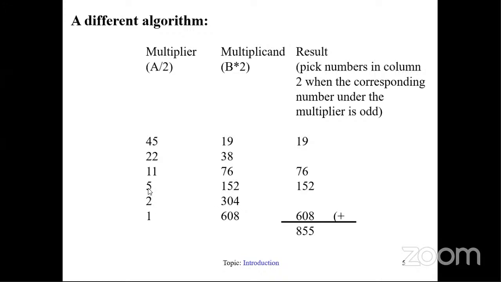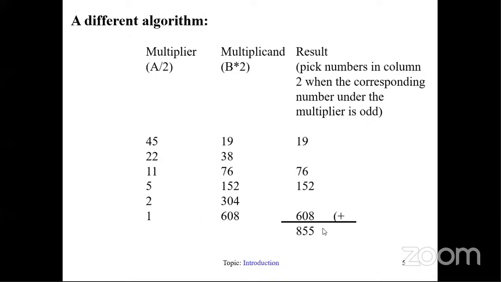So here, we divide 5 by 2, we have 2. We multiply 152 by 2, we have 304. 2 is an even number. It is not odd. Our rule says for us to get a result, the corresponding number must be odd under the multiplier. So you divide 2 by 2, you have 1. And you multiply 304 by 2, you have 608. But because 1 is odd, we pick 608.